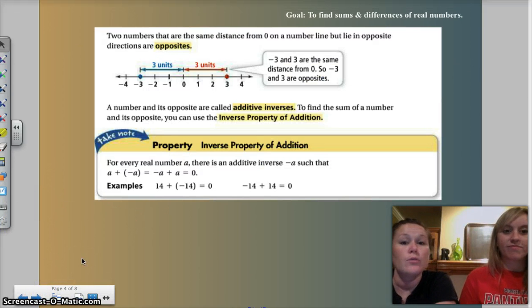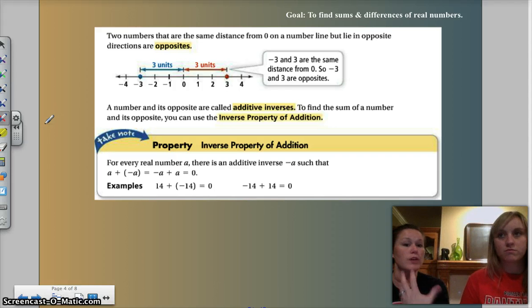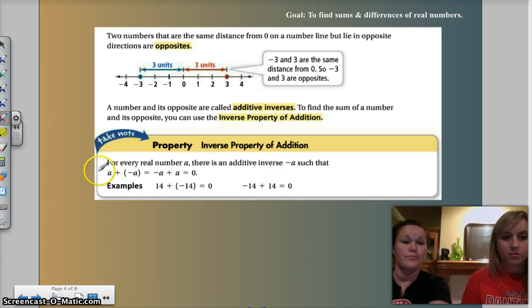Okay, now we have numbers that are called opposites. Opposites have the same distance away from 0. So you've got 3 and -3. They're the same distance away from 0, so they are called opposites. They are also called additive inverses, meaning that if I were to add those two things together, it would equal 0. Got it. Okay, so here is the math version of that.